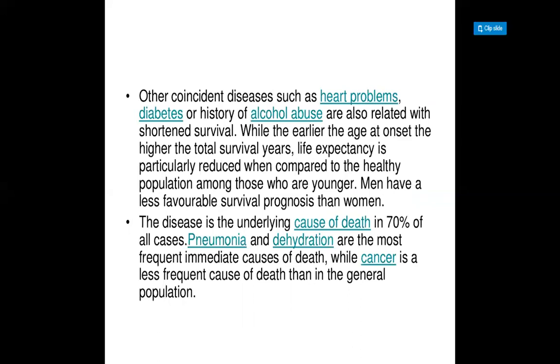The earlier the age at onset, the higher the total survival years. Life expectancy is particularly reduced, when compared to the healthy population, among those who are younger. Men have a less favorable survival prognosis than women. The disease is the underlying cause of death in 70% of all cases. Pneumonia and dehydration are the most frequent immediate causes of death in Alzheimer's disease, while cancer is a less frequent cause of death than in the general population.